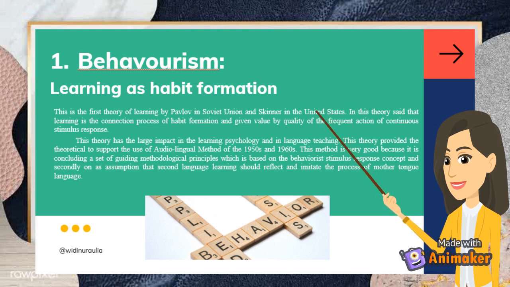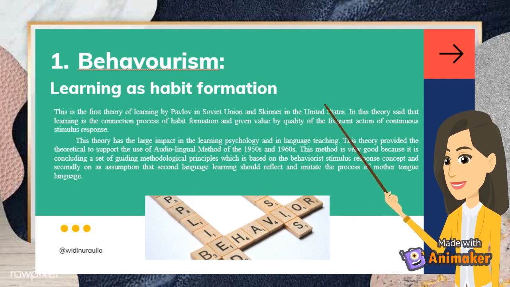First is behaviorism. Behaviorism is learning as habit formation. This is the first theory of learning, by Pavlov in the Soviet Union and Skinner in the United States. This theory says that learning is the connection process of habit formation, given value by the quality of the frequent action of continuous stimulus response.